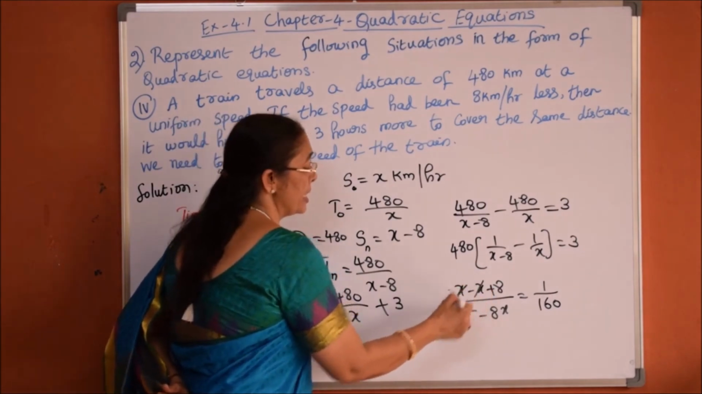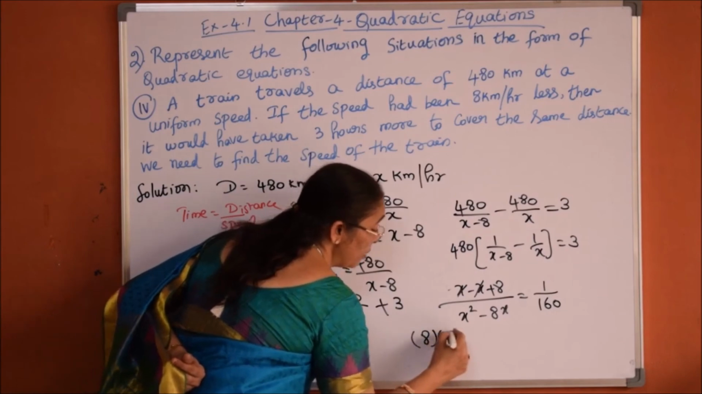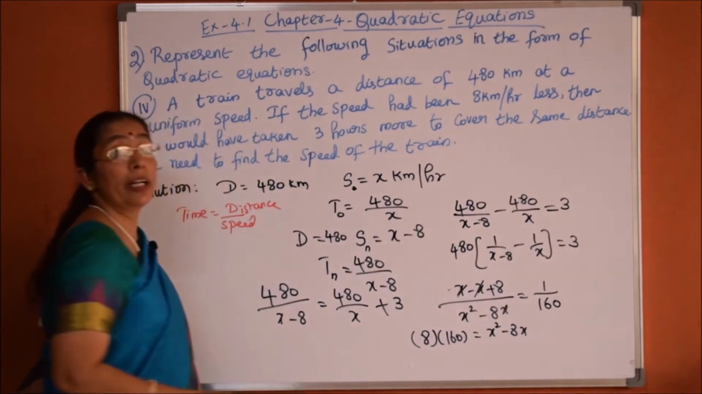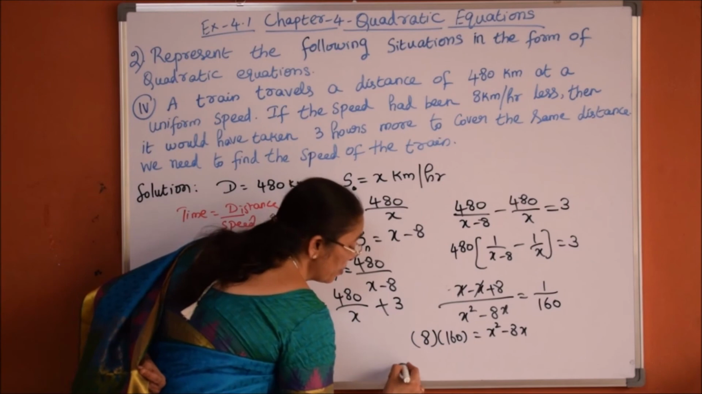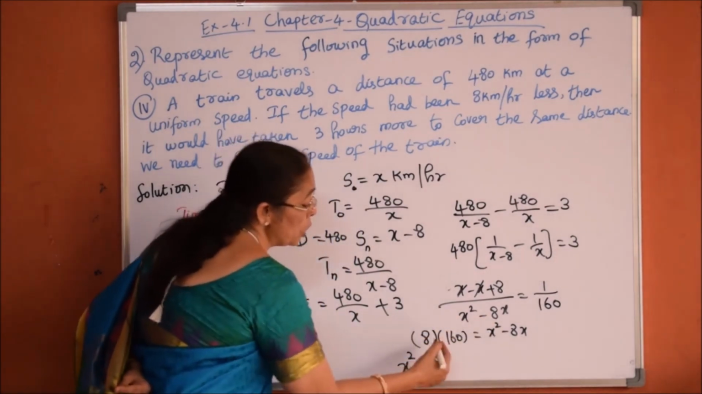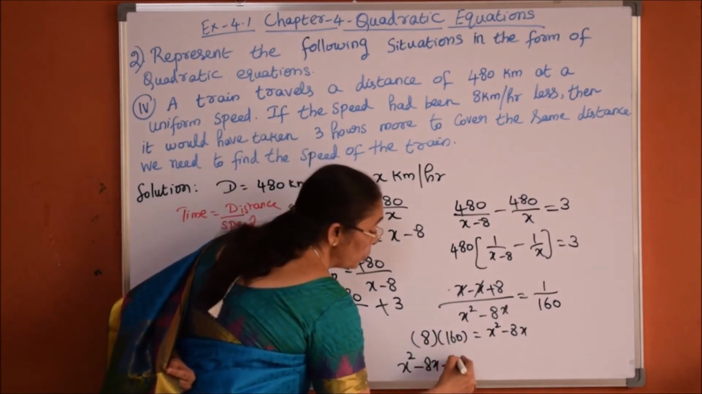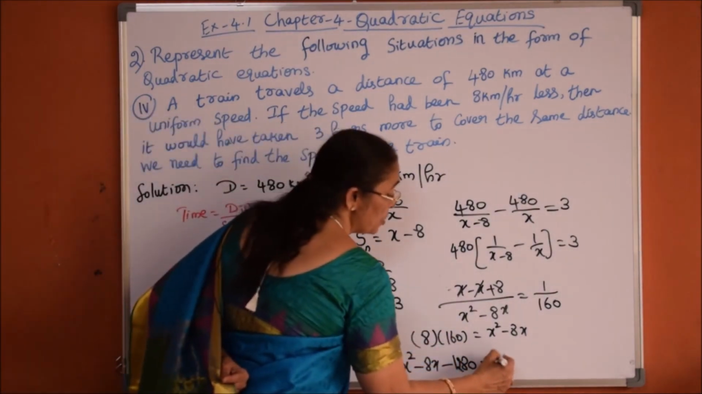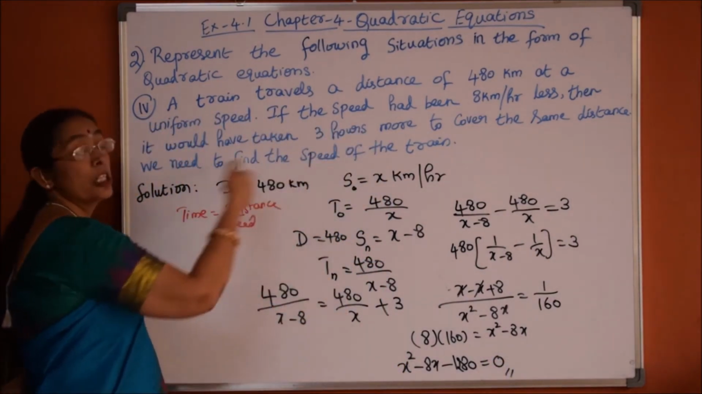Before that, x gets cancelled. So we are getting 8 into 160 is equal to x square minus 8x. Now let me write this equation in the standard form of a quadratic equation, that is x square minus 8x. Let me take this term to that side. So 8 into 160, how much? 6 eights are 48, 4, 128. So 1280 is equal to 0. So this is the situation which will help us to find the speed of the train.